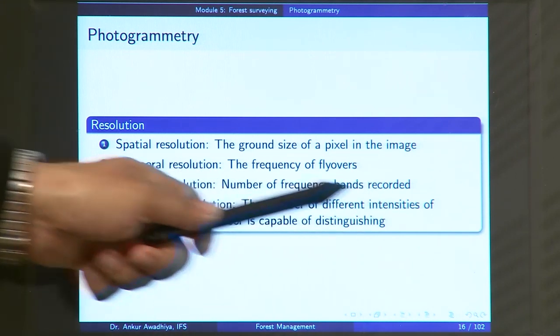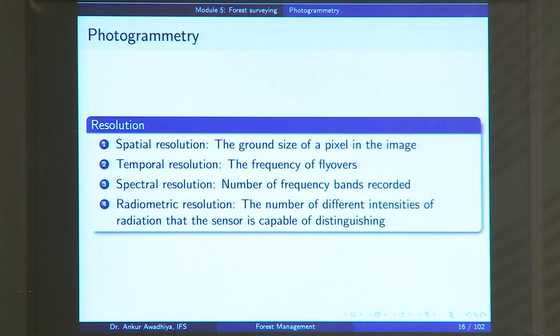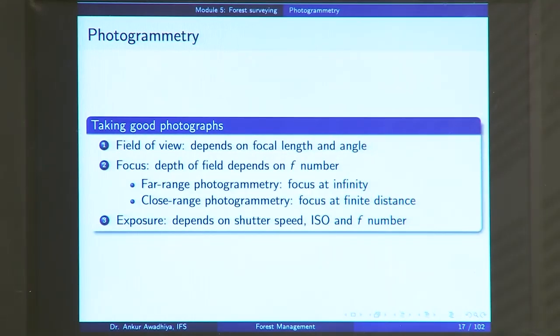So, here what we are saying is what is the number of bits that are there in your image, how much amount of information is there for each and every band. That is the radiometric resolution: the number of different intensities of radiation that the sensor is capable of distinguishing. Is it only able to see in a binary fashion, that is black and white, or is it able to see shades of gray? And when we are talking about shades of gray, is it showing it on an 8-bit scale, a 16-bit scale, or a 32-bit scale? The more the number of bits in your image, the more is the amount of information that you have in your image, and that can be made use of when you are doing the interpretation or the measurements.